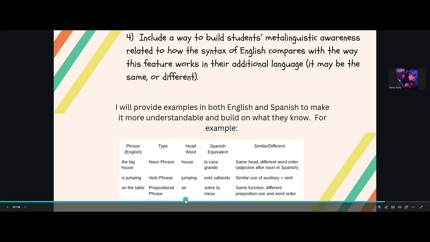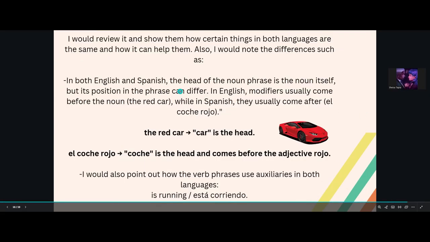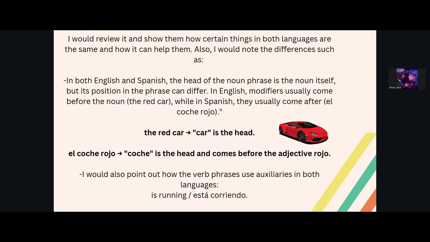Then to continue, we have the prepositional phrase "on the table," "sobre la mesa." Same thing, same function, different prepositional use and word order. To continue, I will review it and show them how certain things in both languages are the same and how it can help them. Also, I will note the differences such as, again, the adjective.